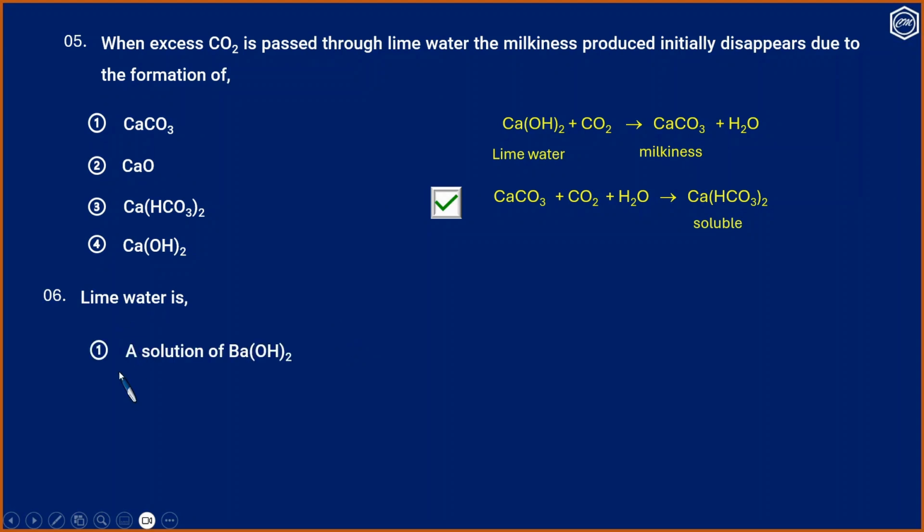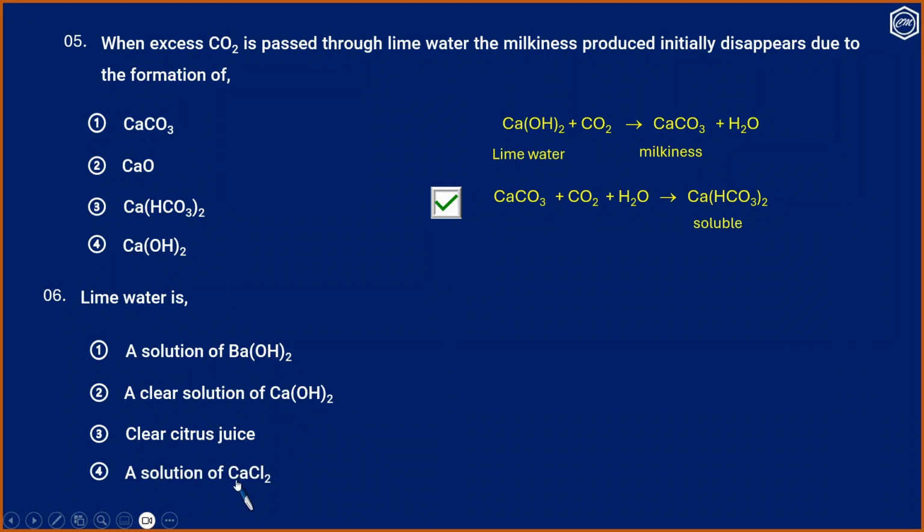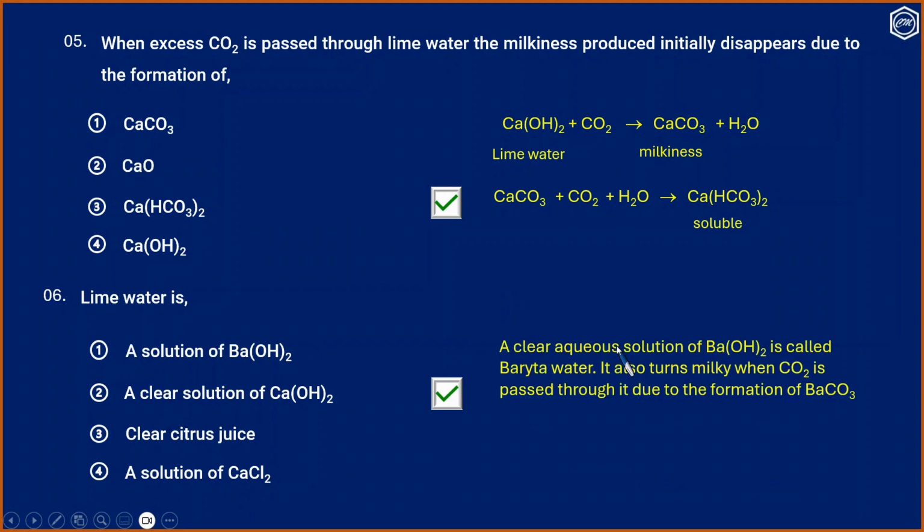Question number 6. Lime water is a solution of barium hydroxide, a clear solution of calcium hydroxide, a clear citrus juice, or a solution of calcium chloride. And lime water is a clear solution of calcium hydroxide. So option 2 is the correct answer. A clear solution of barium hydroxide is called baryta water. It also turns milky when carbon dioxide is passed through it due to the formation of barium carbonate.